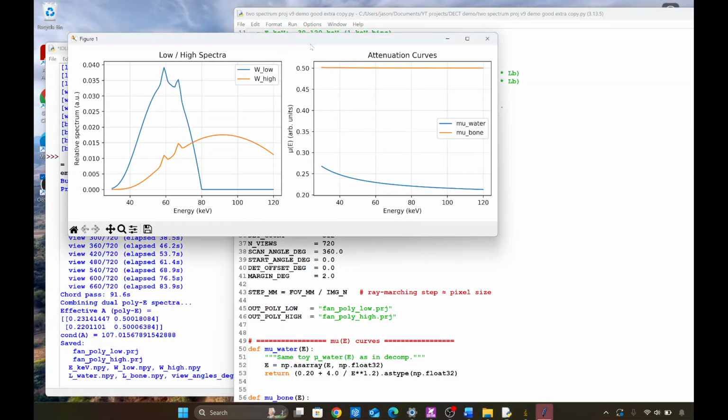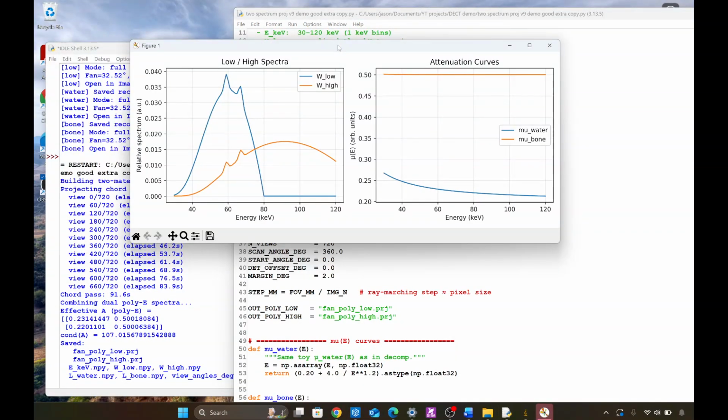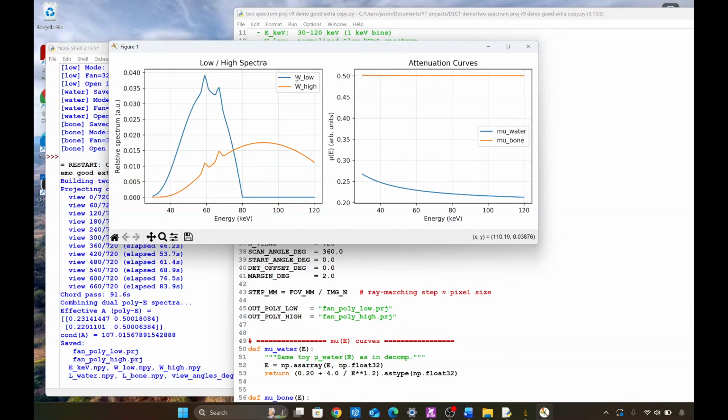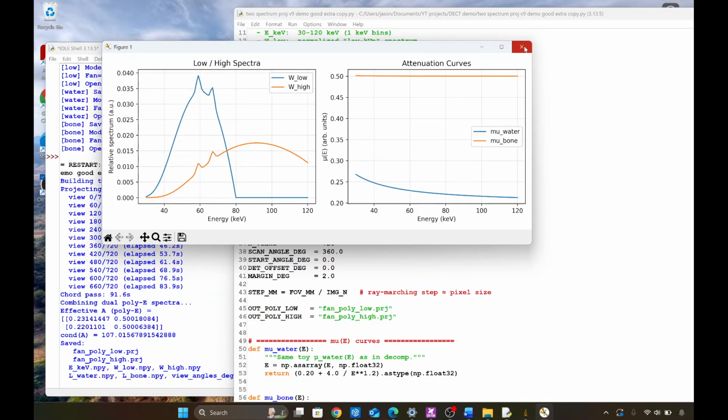So the forward projections, building both the high energy projection using the high energy spectrum and the low energy projection using the low energy spectrum, are done. And this plot shows you the simulated two energy spectra as well as the attenuation curve of both bone and water as a function of energy.